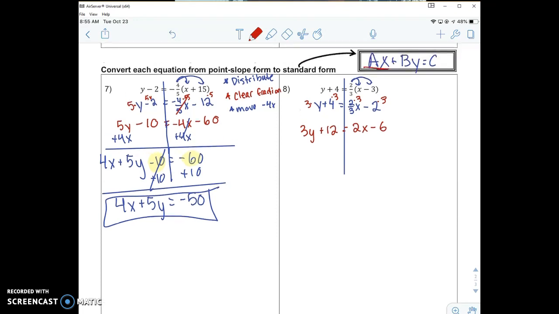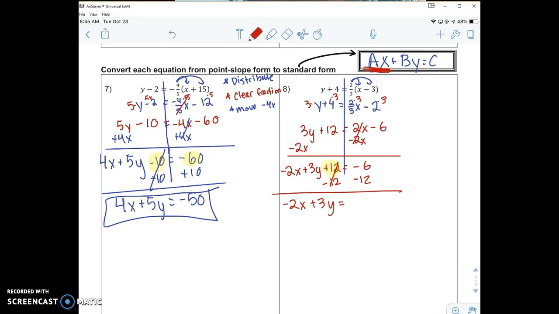I need to have the x be in the very front of the equation, so I'm going to move my x by subtracting 2x on both sides. There are no like terms on the left, so I have negative 2x plus 3y plus 12 is equal to negative 6. I want all my constants, or the things without variables, together. So to move that positive 12, I need to subtract 12 on both sides. I'm left with negative 2x plus 3y equals negative 18.